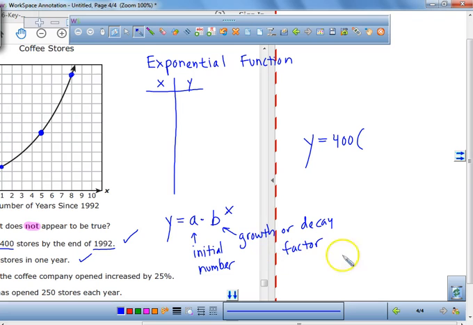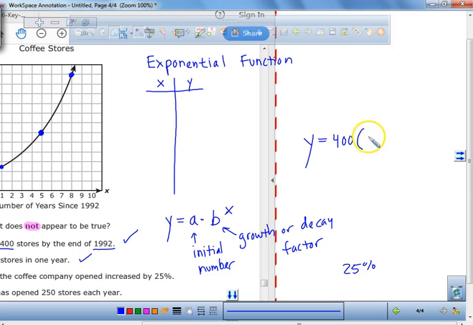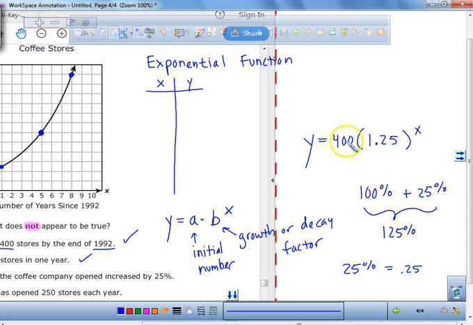Now, if it increased by 25%, here's what you're going to have to do. You're actually going to have to put 1.25 for 25%. Now, 25% is 0.25. But if it increases, you have 100% starting out. And what are you going to add every single year? You're going to add 25%, and that gets you a total of 125%. And how do you write 125% as a decimal? 1.25.